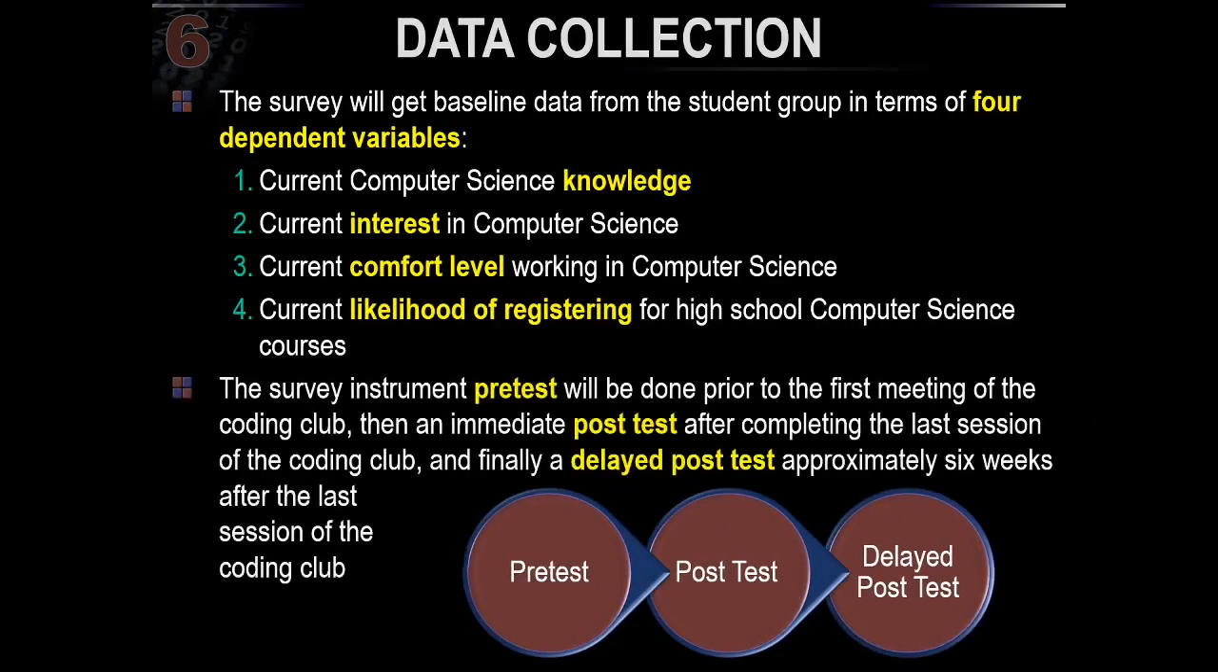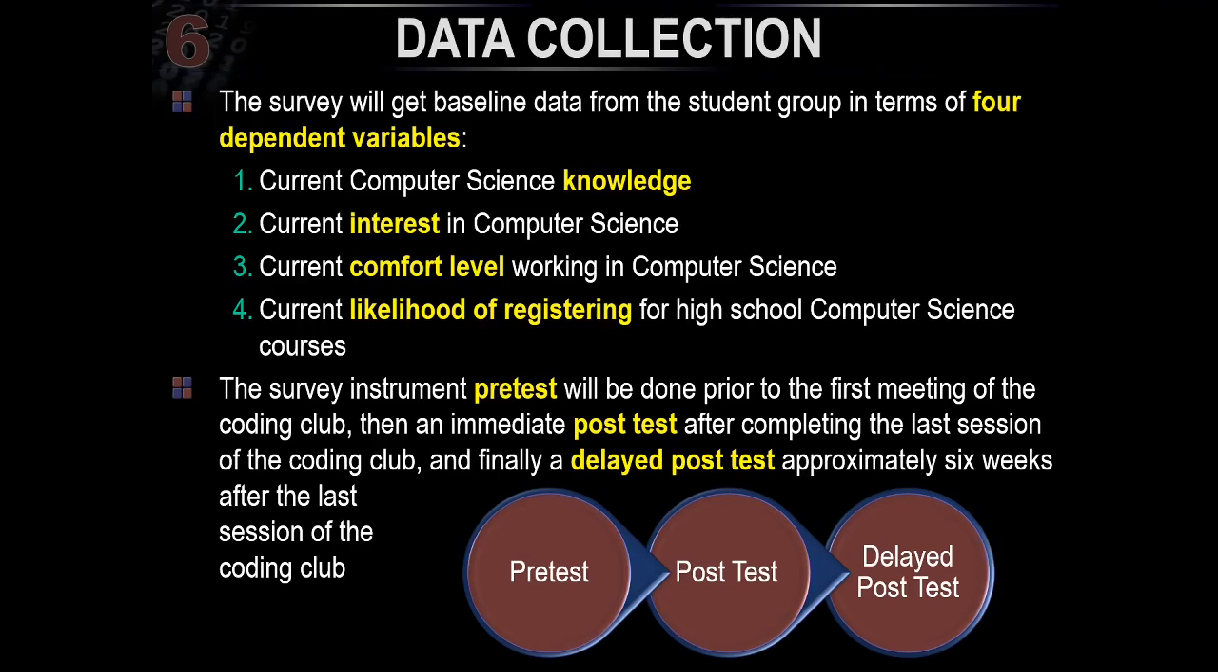But in more specifics, we're going to look at 4 dependent variables from the student group. 1, the current computer science knowledge. 2, the current interest in computer science. 3, the current comfort level working in computer science. And 4, the current likelihood of registering for high school computer science courses. So the survey instruments will be done in a pre-test format prior to the first meeting of the coding club.